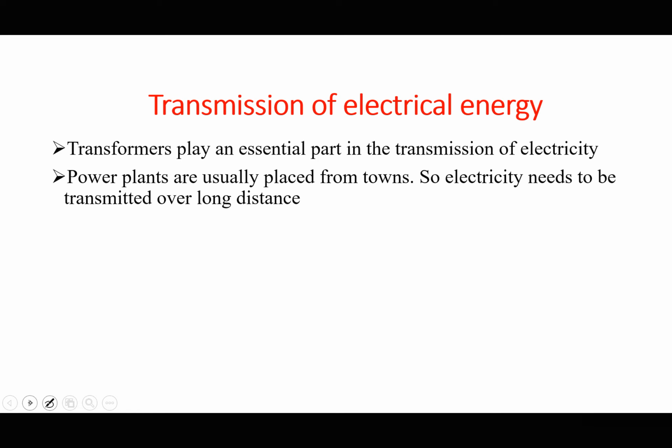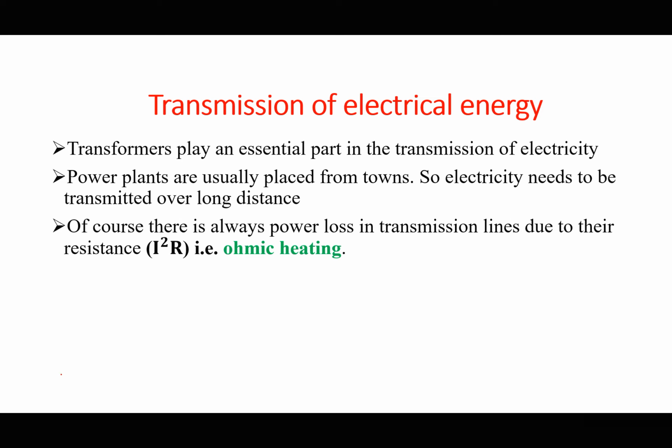Since the wires have some resistance, we expect that if power is being transmitted through the connecting wires or the transmission lines, power is going to be wasted, because if there is a resistance and there is a current, then power is lost. The power loss is given by I squared times R, where I is the current flowing through the transmission lines and R is the resistance of the transmission lines.